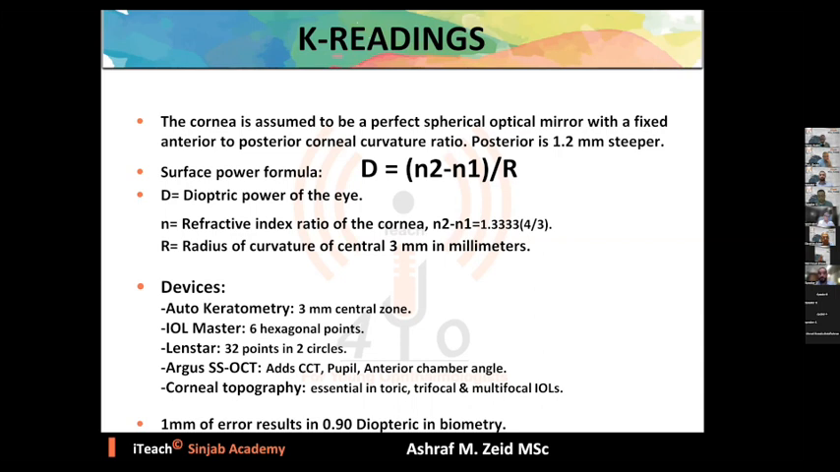corneal zone in millimeters, and this is something important. The most commonly used devices for calculating the K readings are the autokeratometer, which measures only the 3 millimeter central zone; the IOL Master, which has 6 hexagonal points that it gets the K readings from; the Lenstar system, which has 32 points and 2 circles; and the Argus source OCT, which adds the central corneal thickness, the pupil diameter, and the anterior chamber angles. And the corneal topography, which is essential in premium IOLs, as well as toric, trifocal, and multifocal IOLs. A 1 millimeter error in the K readings equals a 0.9 dioptric error in biometry.